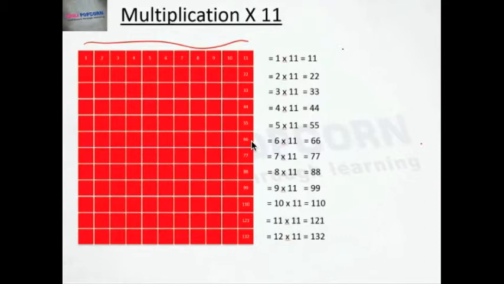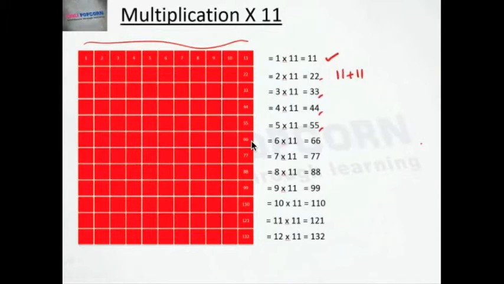So 1 times 11 is 11. 2 times 11, which is the same as 11 plus 11, remember? So you're taking 11 2 times, you get 22. 3 times 11 is 33, 4 times 11, 44, 5 times 11, 55, and so on.